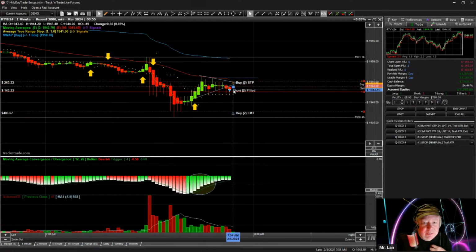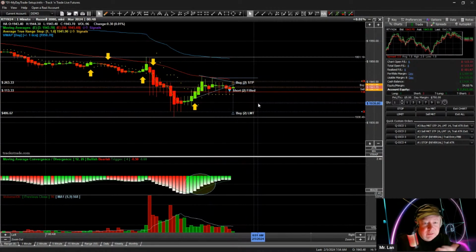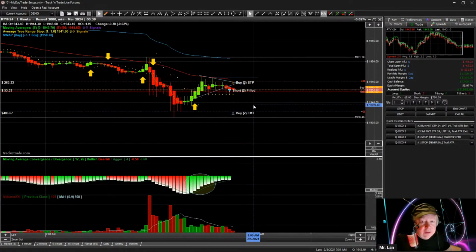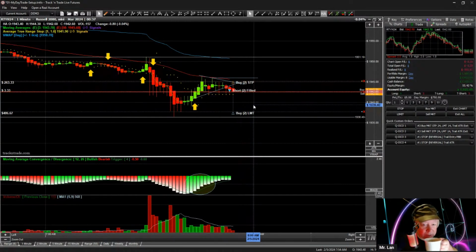Oh, now we're getting a bottom green tail, a flat bottom green bar. But it's just going sideways now. It's gone too far. We need it to break. We're still short. Now it's going to give us another ugly bar.